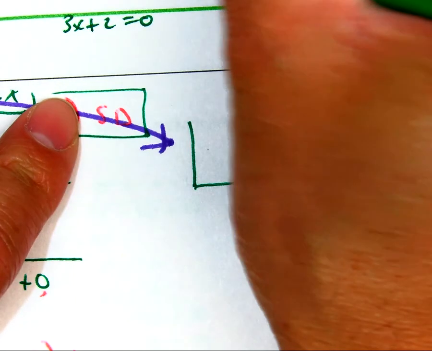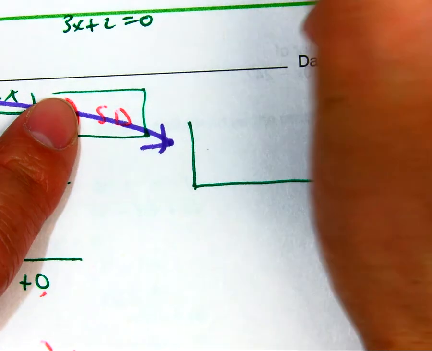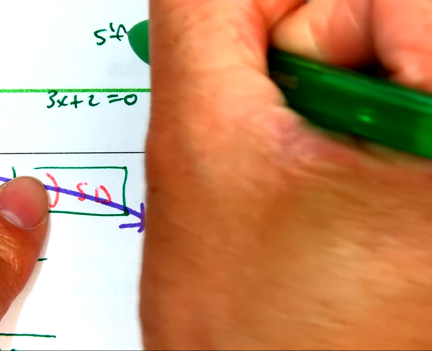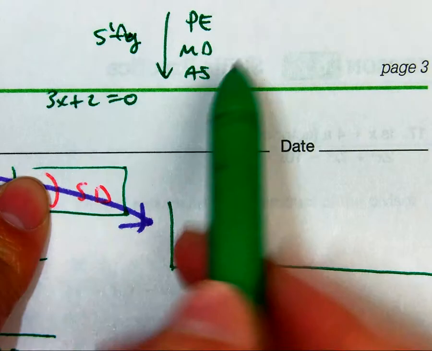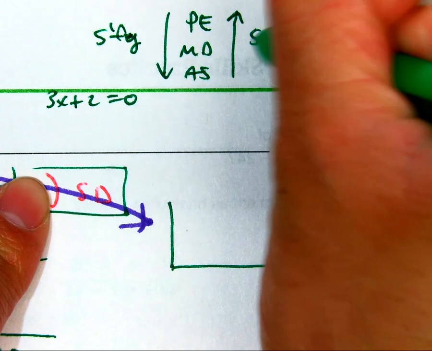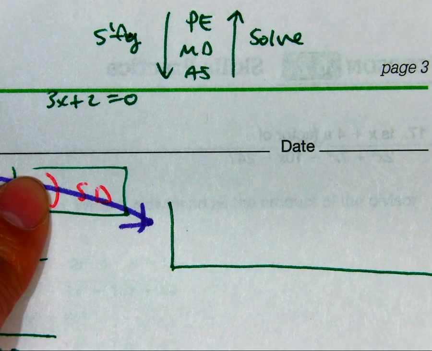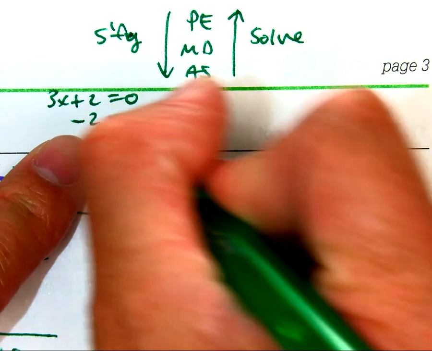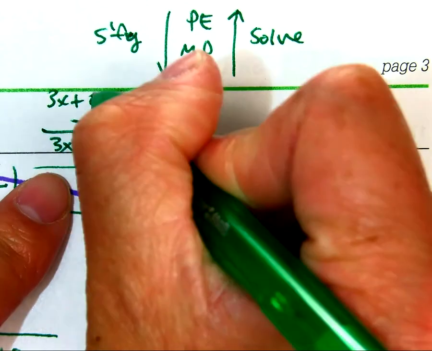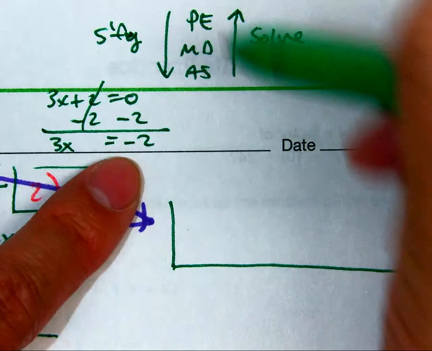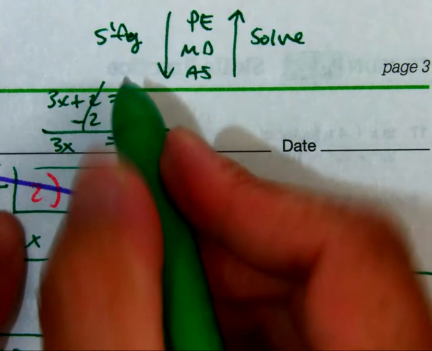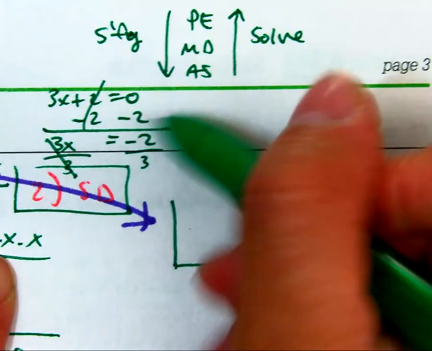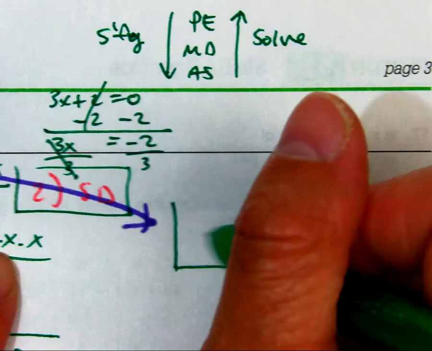Remember, PEMDAS is for simplifying. But when you are solving, you go up. Does that make sense? So in this case, it's telling you to start with addition and subtraction. So we're going to subtract 2 first. We're left with 3x equals negative 2. And then we do multiplication and division, so divided by 3. x is equal to negative 2/3. Raise your hand if you got negative 2/3.